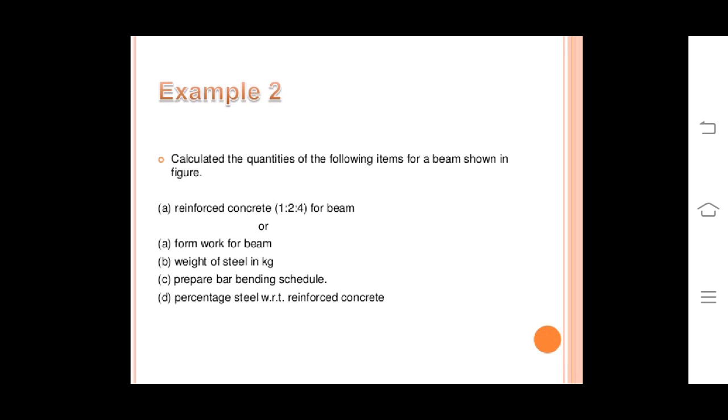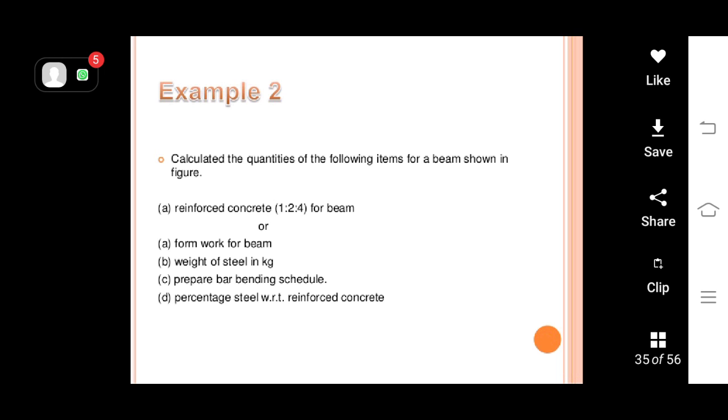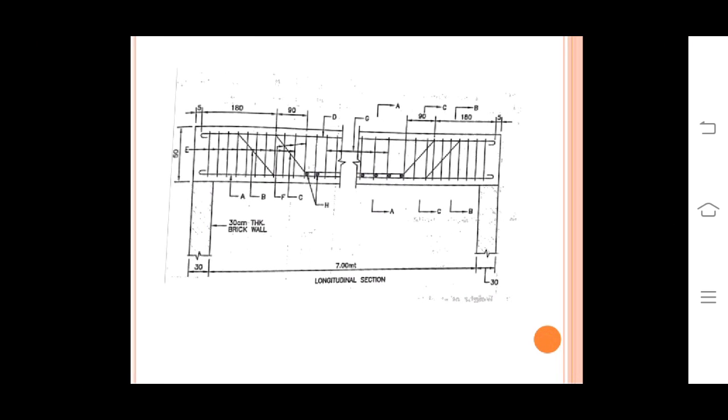Following is the example for the beam in RCC design. Calculate the quantities of the following items for the beam shown in the figure: reinforced concrete 1:2:4 for beam, formwork for beam, and weight of steel in kg. Prepare the bar bending schedule and the percentage of steel with respect to reinforced concrete.